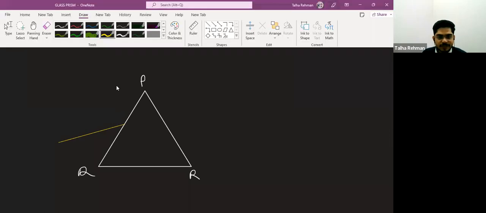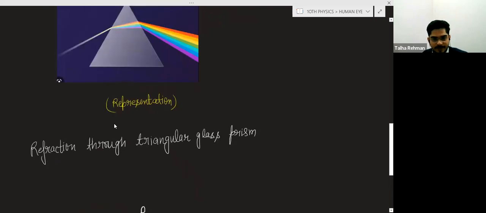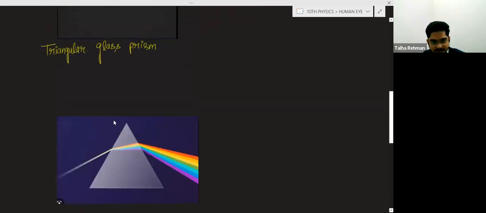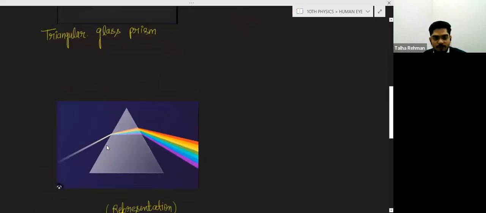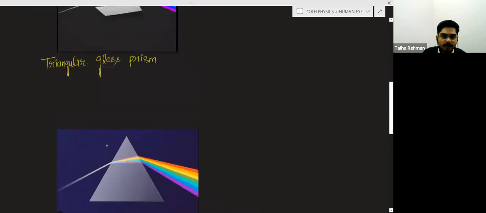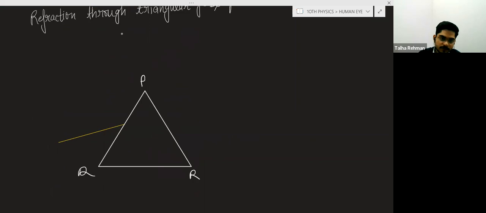This is the face of the prism. This PQ is one of the faces of the prism. Light is entering on one face, and on this face, there will be the normal. So I am drawing the normal to this face. Suppose this is the normal.